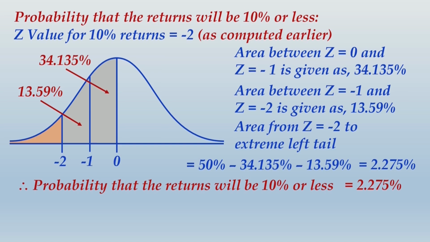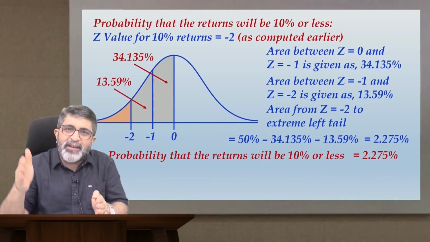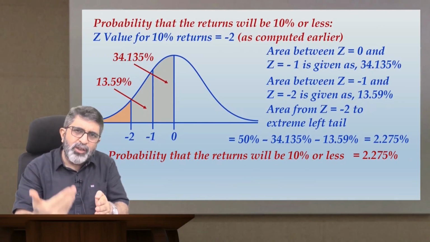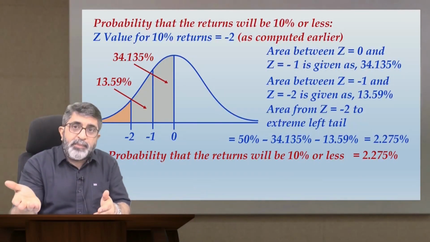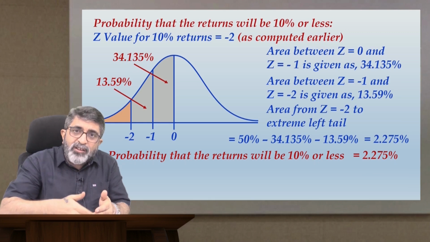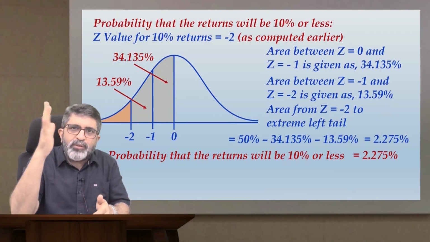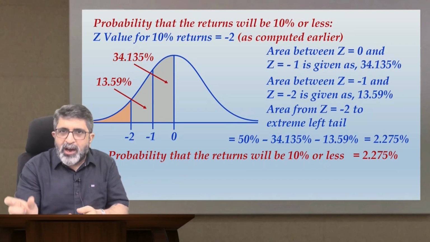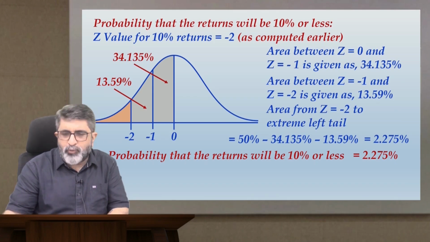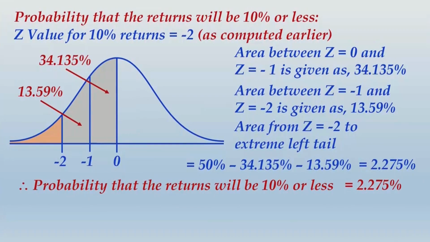So in the whole scenario, if the probability of returns up to 10% is 2.275%, you can simply say what will be the probability of the returns above 10%. So the probability that the returns will be above 10% will be simply 1 minus this 2.275%, or you can call it 100 minus 2.275%, whatever. On absolute value we call it 1, by percentage we call it as 100%.